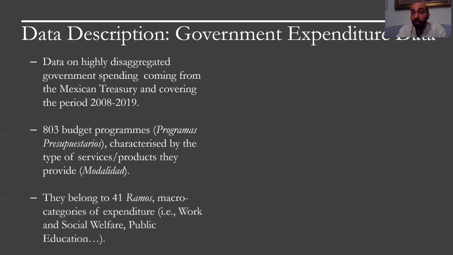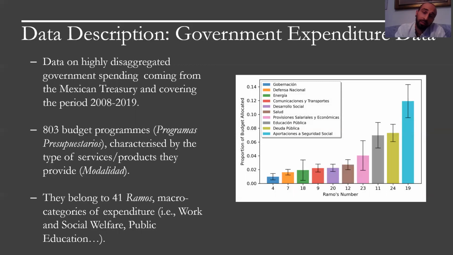They are also grouped in 41 ramos that are macro categories of expenditure, like work and social welfare, public education, energy, and so on. In this figure, we have the proportion of budget allocated on the y-axis. It is the proportion of budget allocated to programs grouped by ramos. And we only report some of the ramos.